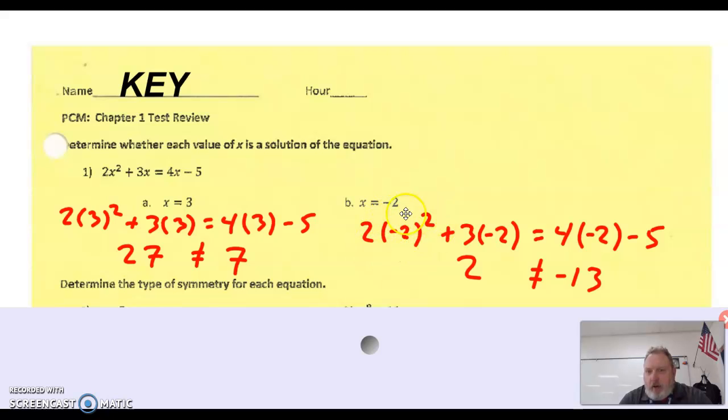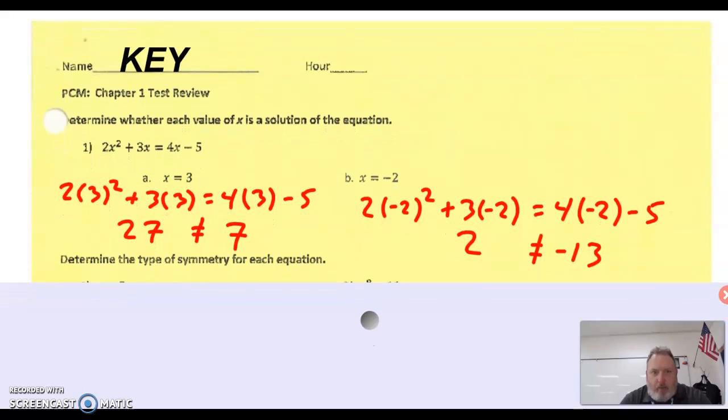Be careful right here with -2. When you square that, you're going to get positive. So that's really going to be 2 times 4, 8. But be careful right there. Other than that, pretty straightforward. So you're plugging the number in and determine whether or not it's a solution. If you get a true statement, yes. If you get a false statement, then it is no.